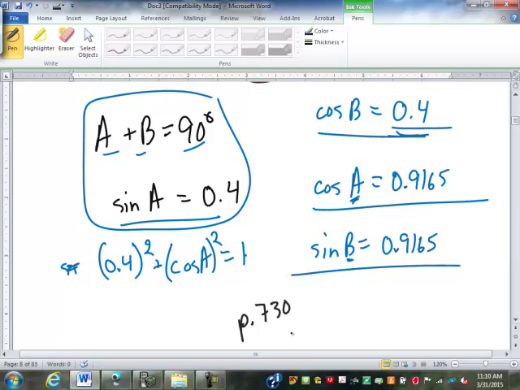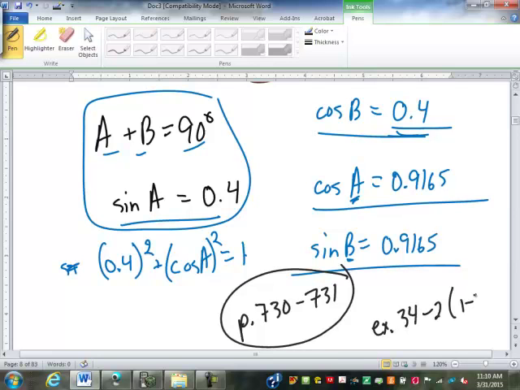On page 730 and page 731, that was actually exercise 34-2, 1 through 31, the odds. They require you to use these identities to find the values.